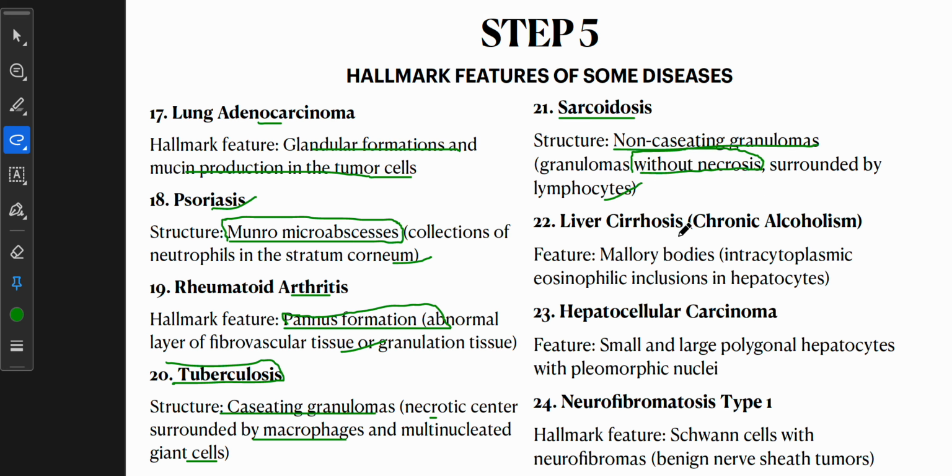And in liver cirrhosis or chronic alcoholism, there are Mallory bodies present. Mallory bodies are intracytoplasmic eosinophilic inclusions in hepatocytes. And in hepatocellular carcinoma, there are small and large polygonal hepatocytes with pleomorphic nuclei. And in neurofibromatosis type 1, there are Schwann cells with neurofibromas. This is a typical feature.